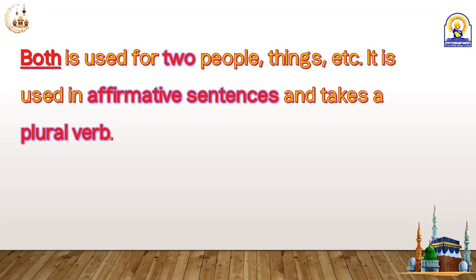Excellent. So the difference between both and all, guys, is in the number we are talking about. When we talk about two guys, two things, we use both. When we are talking about more than two, we use all. And both and all, we use them in affirmative sentences and we put a plural verb after them. Let's study this example.